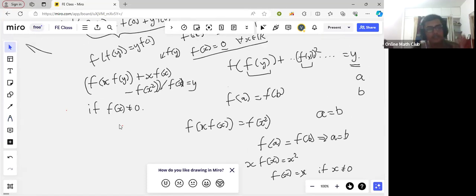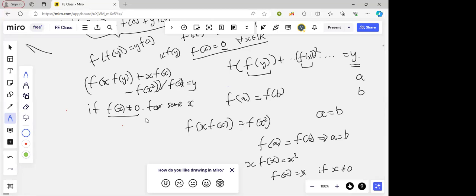And to prove injectivity, what we are essentially noticing is that we can write y only in terms of f of y, if f of x is not 0 for some x. Because then we can write y as this.